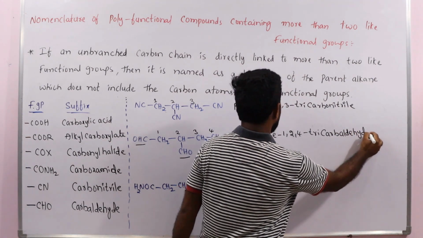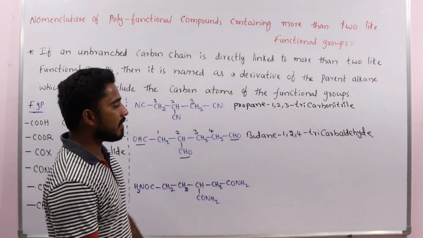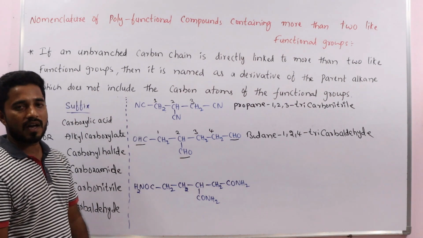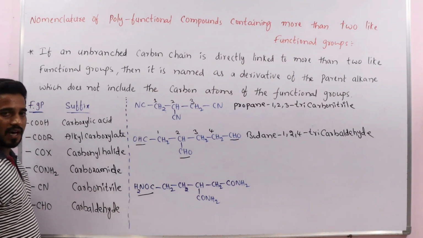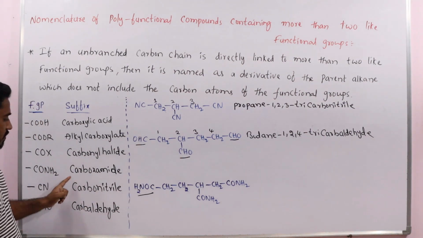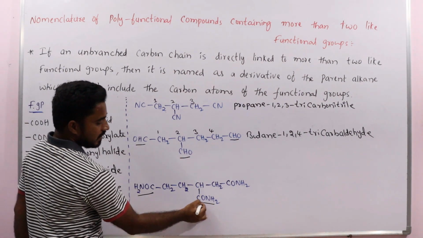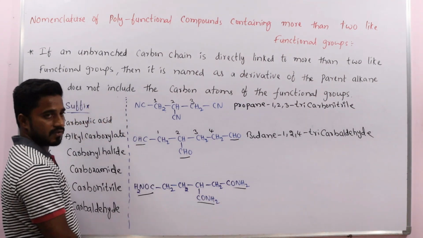Tricarboxamide. Okay, the name is butane-1,2,4-tricarboxamide. Let us see this example here. CONH2 acid amide groups are there. Here one CONH2, here one CONH2.